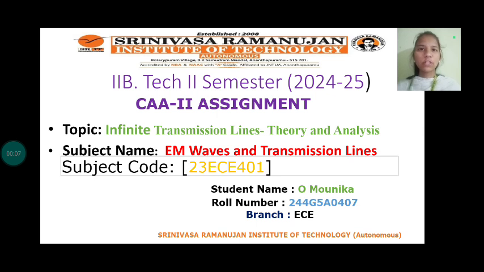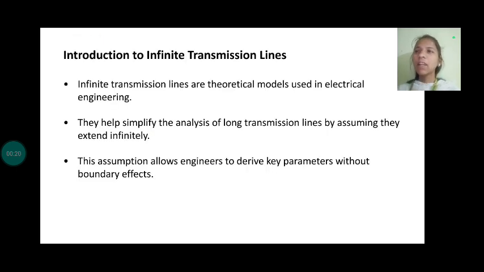Bearing pin number 244G580407. My topic name is Infinite Transmission Line in Theory and Analysis. Subject name: EM Waves and Transmission Line. Subject code 23ECE407. Introduction to Infinite Transmission Line.